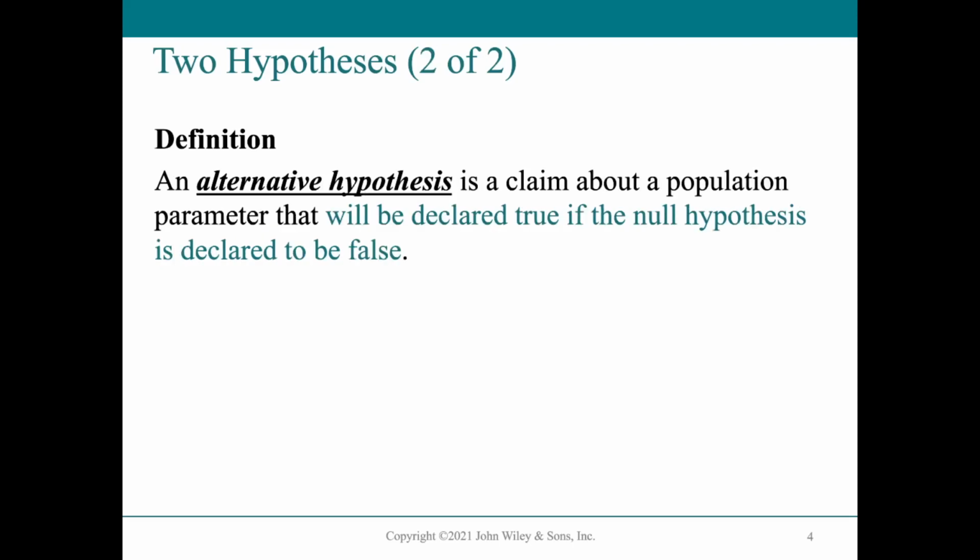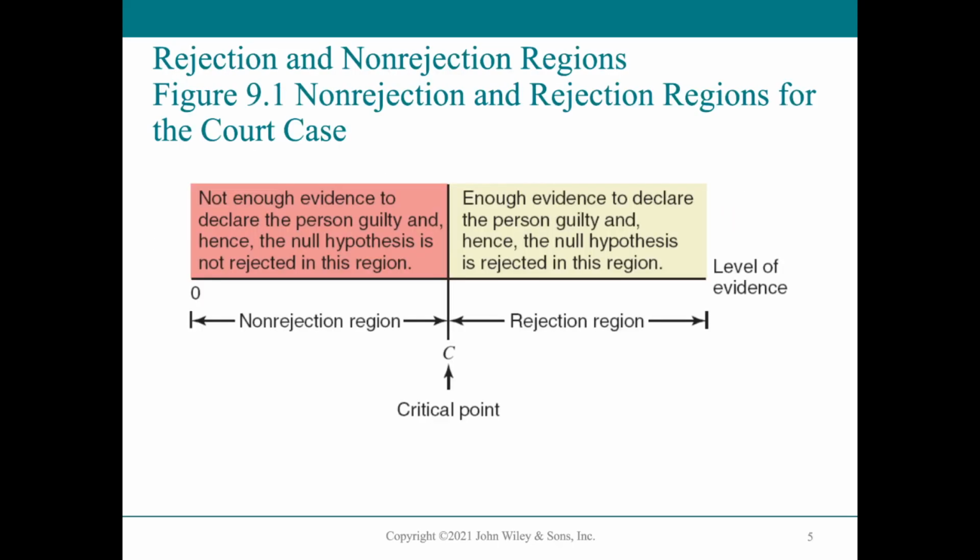And we also have the alternative hypothesis. The alternative one is the claim about a population that will be declared true if the null hypothesis is declared to be false. So it's called the alternative because if the null hypothesis is false, we conclude about the alternative hypothesis.